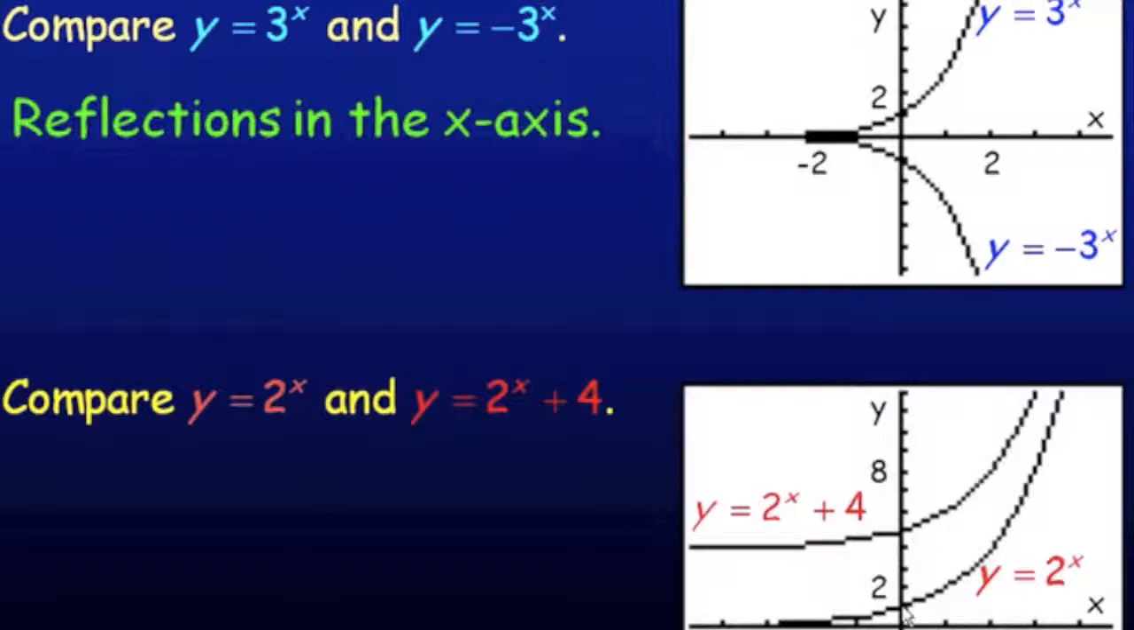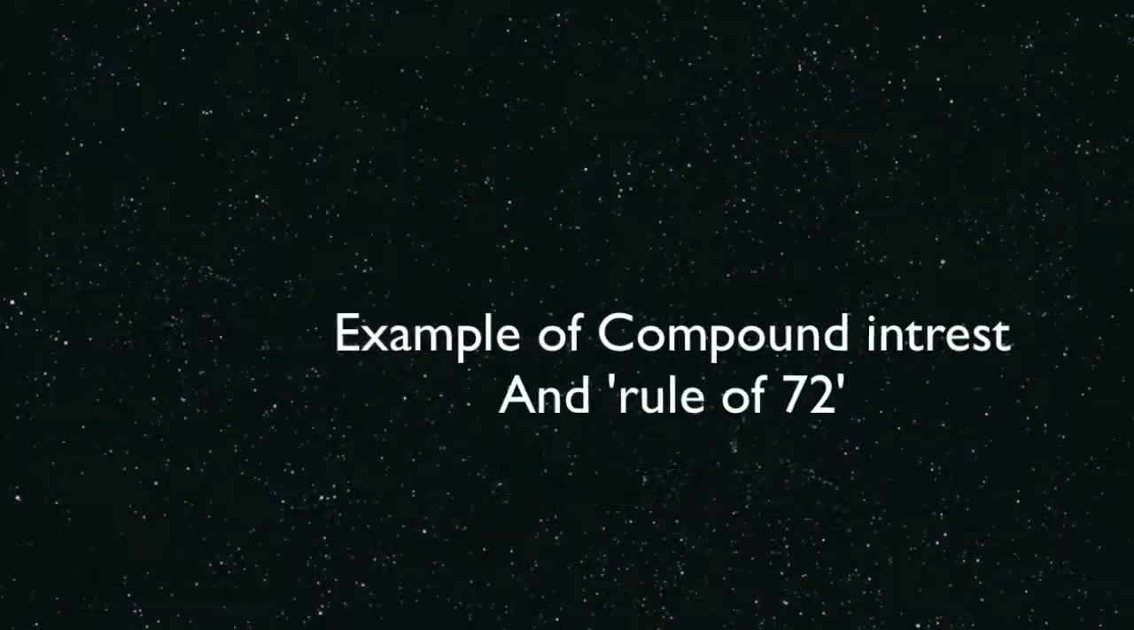For example, the 2 to the x graph goes through 1 here, so the 2 to the x plus 4 graph goes through 4 higher, or 5 would be the y-intercept. It looks like they're getting closer together over here, but that's just because of the shape of the graph. There's still a vertical distance of 4 units straight up here between the graphs at any point.